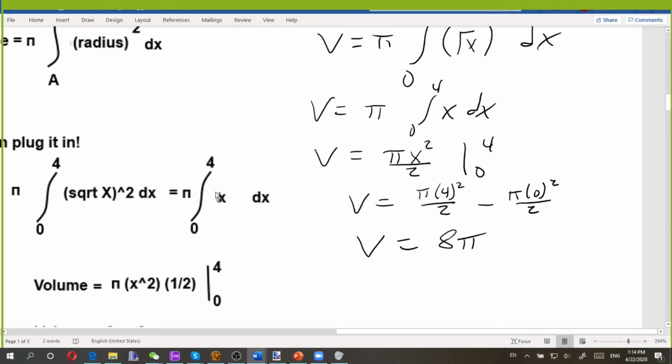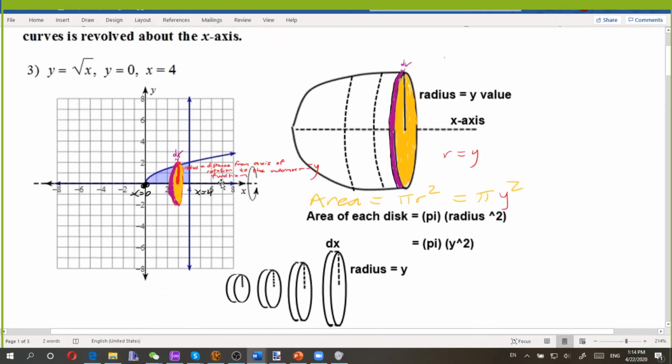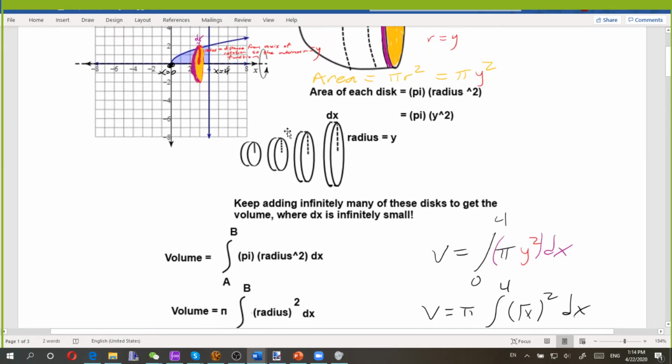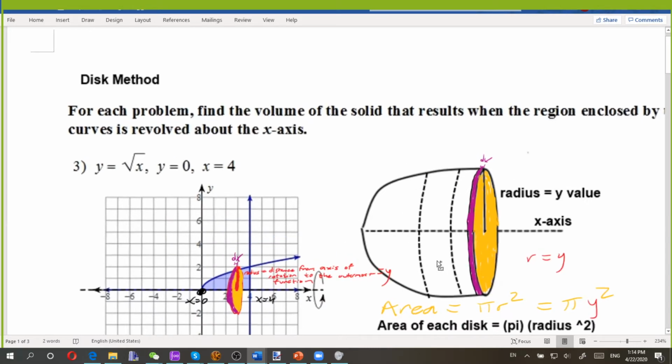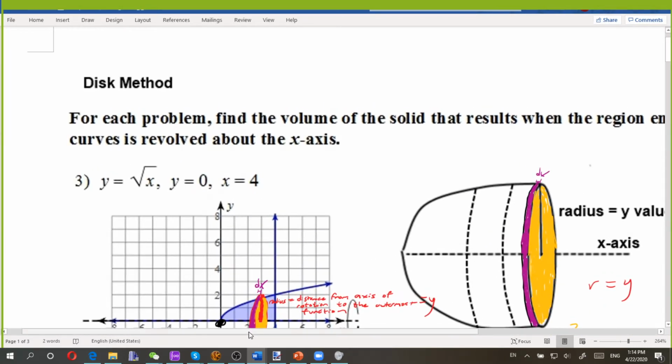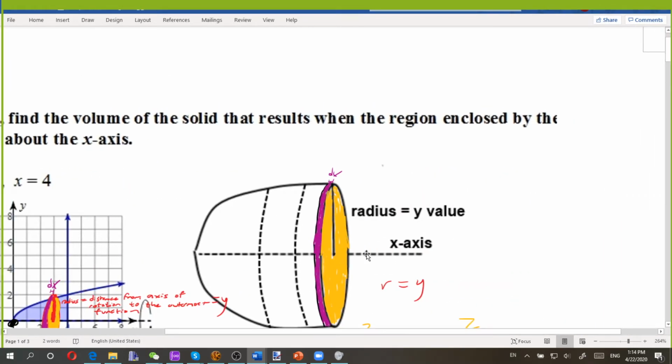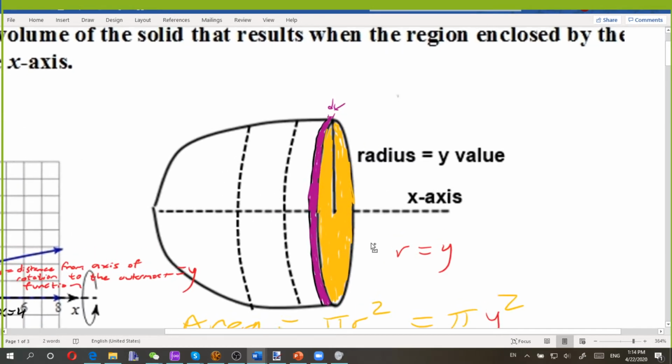8 pi is the volume of the acorn-like shape that we've created by stacking a bunch of these two-dimensional disks on top of each other. Okay, since this two-dimensional disk is the hard part, you guys already know how to integrate. Focus on that one more time.